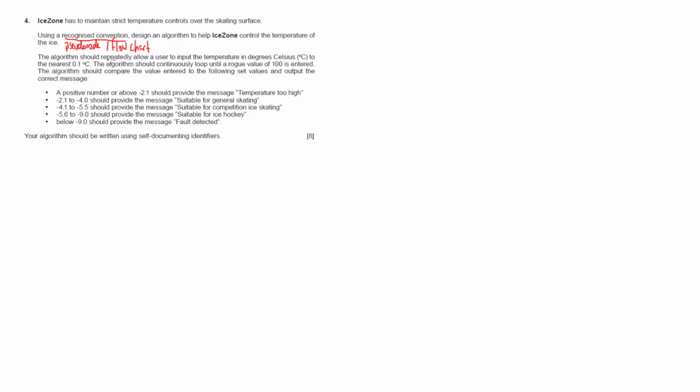It says here, the algorithm should repeatedly allow a user to input the temperature in degrees Celsius. So firstly, degrees Celsius is going to be a real number. It's a floating point value, it's going to have decimal points. When it says repeatedly, I'm thinking about a loop. Repeatedly, repetition, I'm thinking loops. Then it says to the nearest 0.1 degree, so we might also have to think about some rounding.